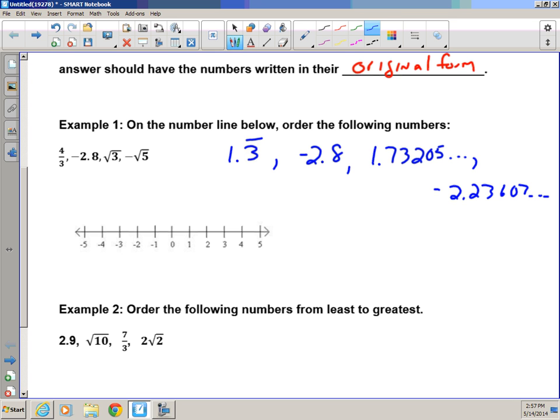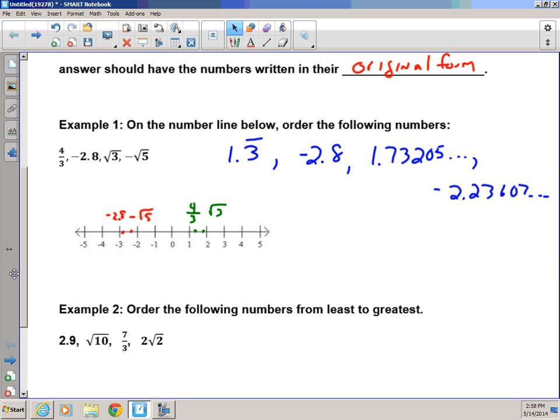So putting these on a number line, I can see that negative 2.8 is going to be somewhere around there, close to negative 3. The negative square root of 5 is going to be somewhere around here. Now, we understand that it's an approximation, okay? But your approximation should be reasonable: if it's negative 2.8, it's closer to negative 3. If it's negative 2.2, it's closer to negative 2. 1.3 repeating, or 4/3, is going to be somewhere around there. And then finally, the square root of 3, which is 1.73, is somewhere around here. Square root of 3. Okay?